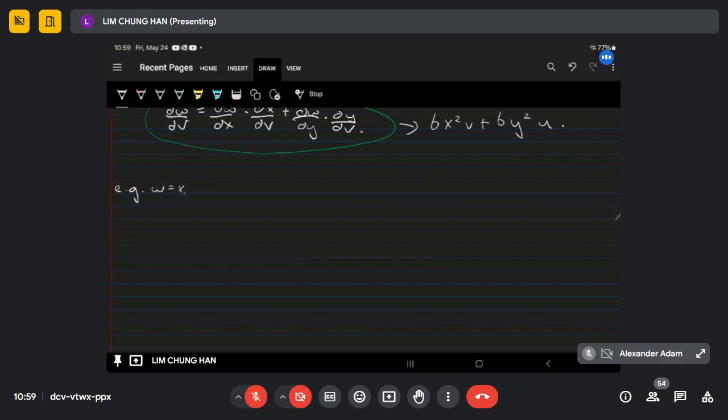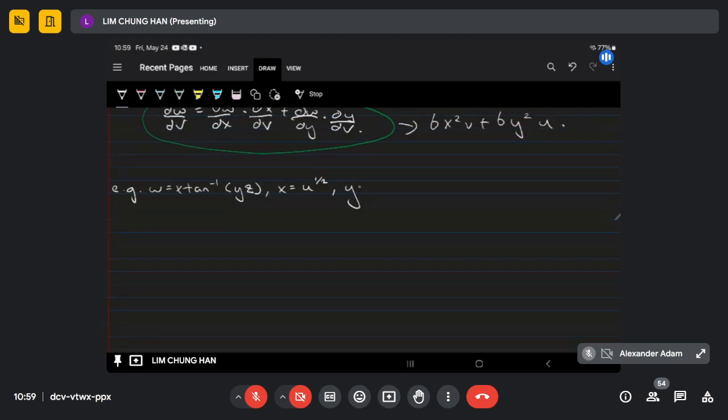w equals x tan inverse yz. x equals u to the power half. y equals e to the power negative 2v. z equals v cos u. Okay, how do you draw this tree?